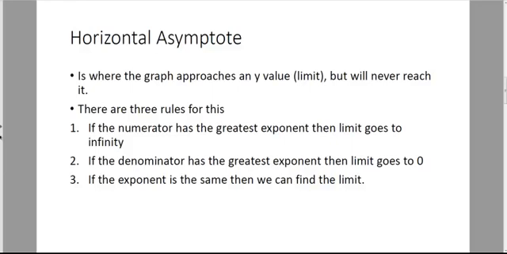Looking at the horizontal asymptote, this is where the graph approaches a y value. We will call this a limit, but we'll never reach it. There are three rules for this. If the numerator has the greater exponent, then the limit goes to infinity. What that means is if our power on top is greater than our power on bottom, then it'll go to infinity. If the denominator has the greater exponent, so the exponent is greater on the bottom, then the limit goes to 0. If the exponent is the same, then we can find the limit, and we'll look at each one of those.